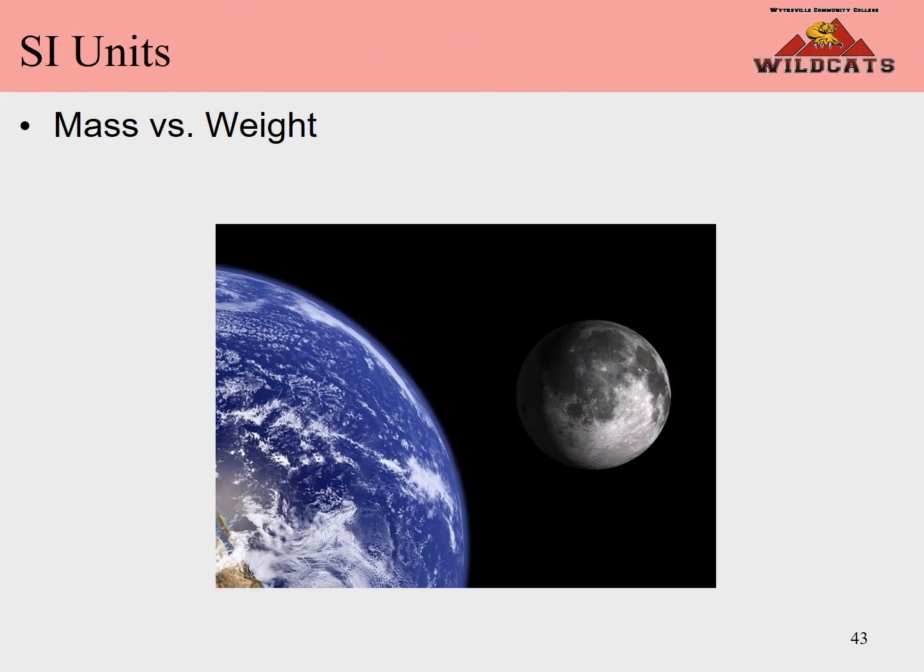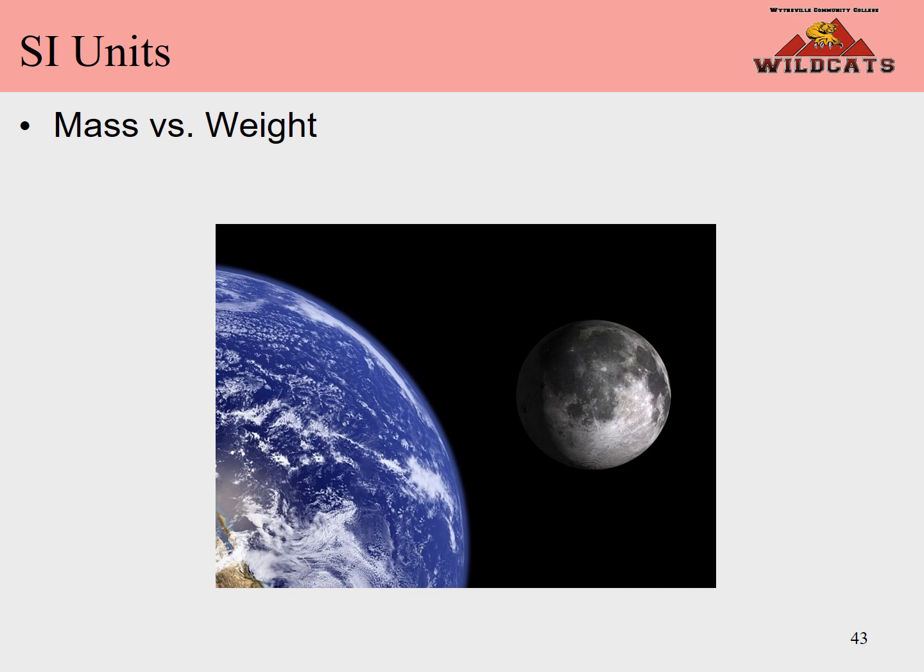So we need to talk about mass versus weight because you're going to use an electronic balance, not a scale. Weight is basically the gravitational attraction, and mass is the amount of matter that something has. And interestingly, we've got a picture of the Earth and the Moon. When you go to the Moon, your weight is 1/6.